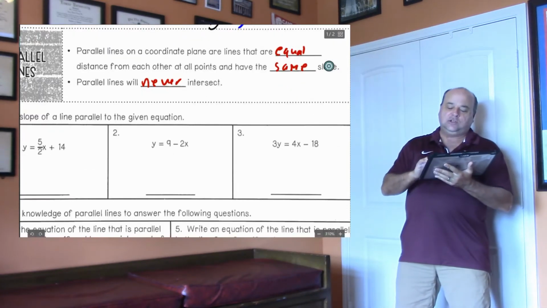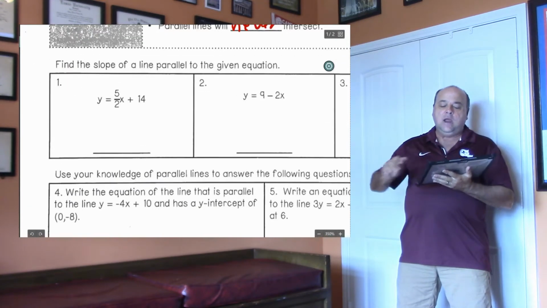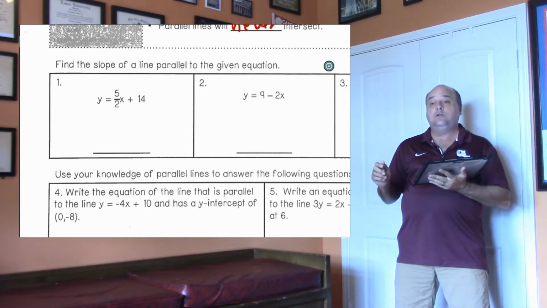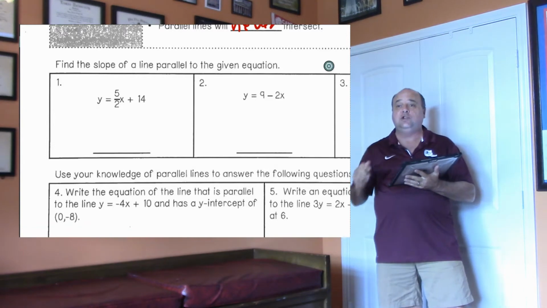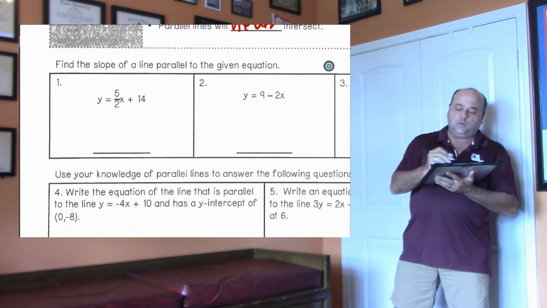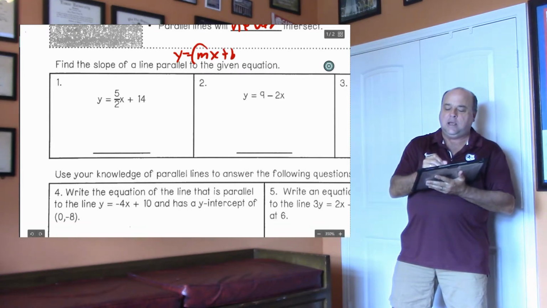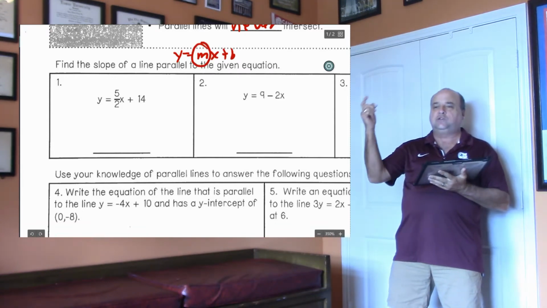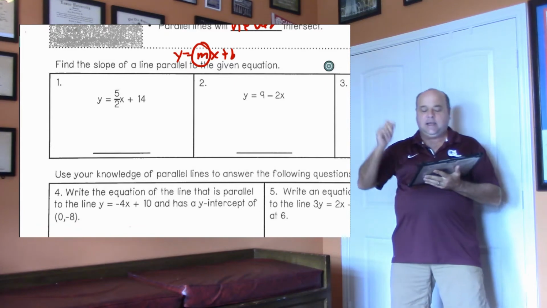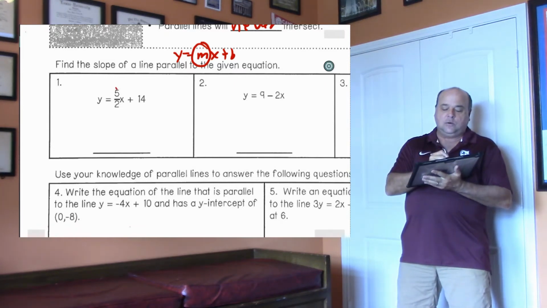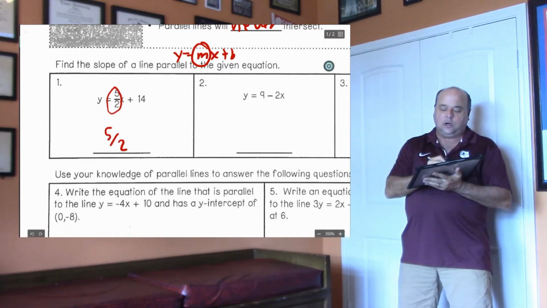Oh, okay, so let's go to this one. Find the slope of a line parallel to the given equation. So all we need to do is find the slopes. So on this one, remember, you're going to have y equals mx plus b. This is going to be our slope. So solve these equations for y and get your slope. Okay, so this one right here, the 5 over 2 would be our slope.